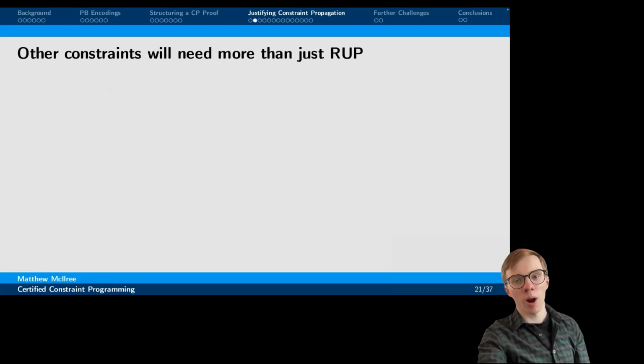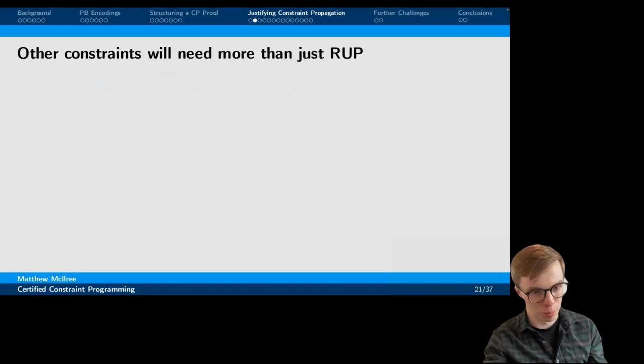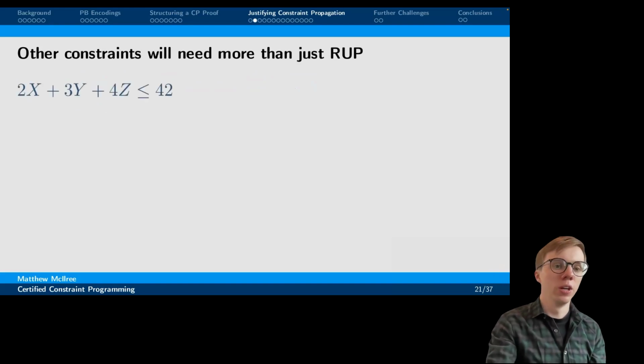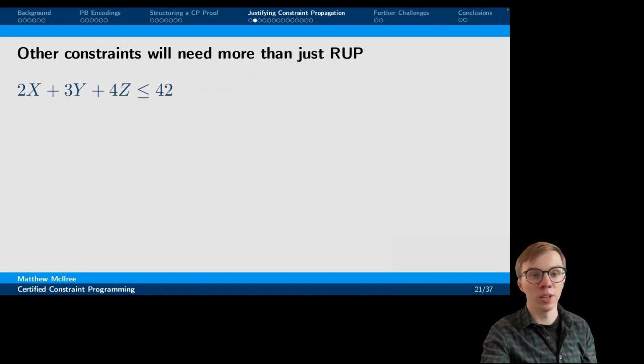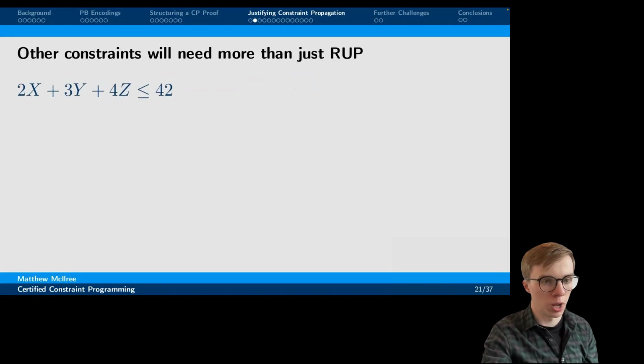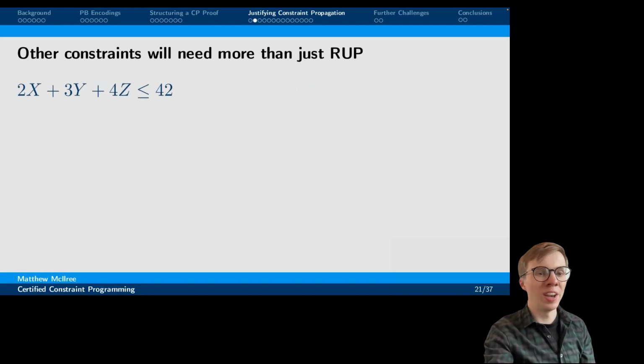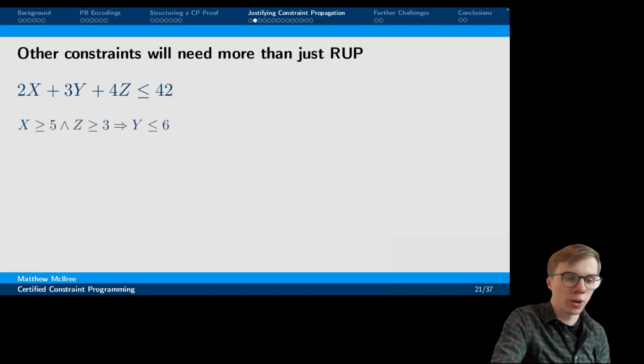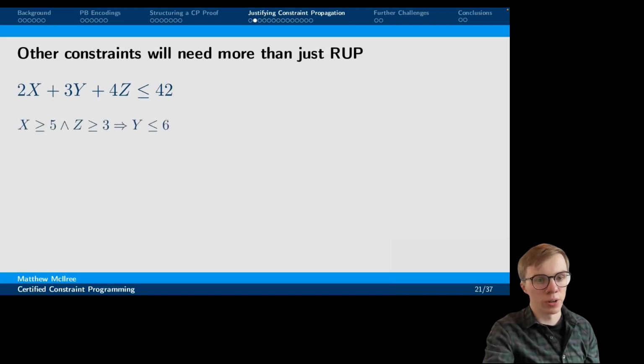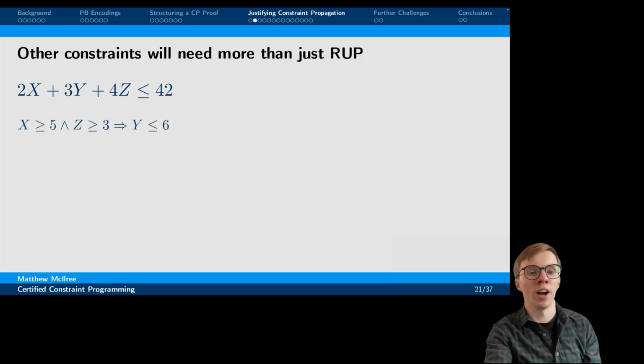Other constraints will require more than just RUP, and this is why we have a more powerful proof system than just RUP. So we saw before a linear inequality constraint like this one, and we know we encode this just by substituting all of the variables for bit strings. Now, the kind of inference a CP solver might make here is if we knew that x is greater than 5, z is greater than or equal to 3, then we can infer that y is less than or equal to 6. And this is relatively easy to see.